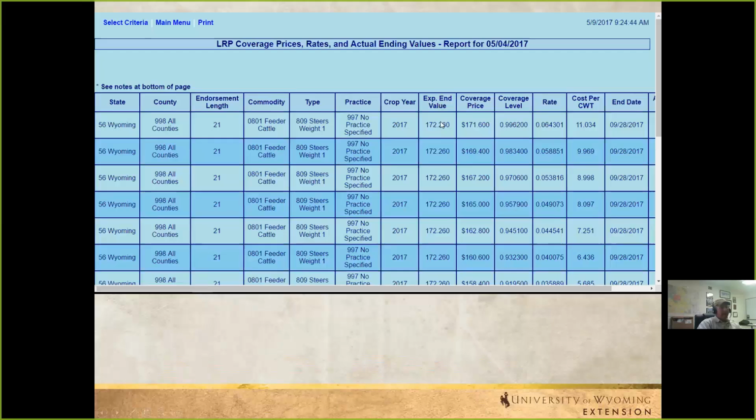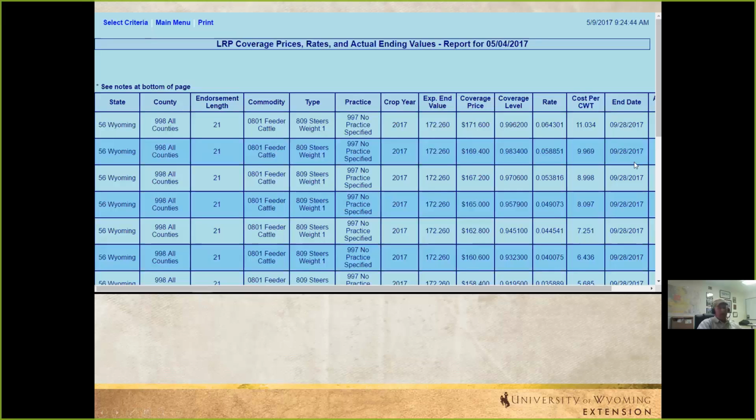The expected ending value: the futures market today thinks these 5-weight cattle in Wyoming are going to be worth around $1.72 at the end of September. So I could buy insurance all the way up to $1.71, or if I wanted to cheapen it up, I could go all the way down to $1.58.